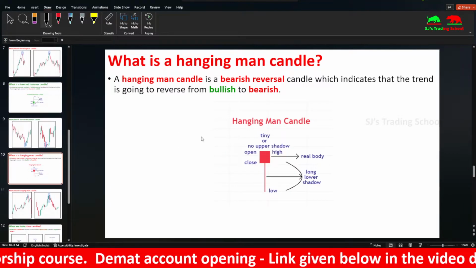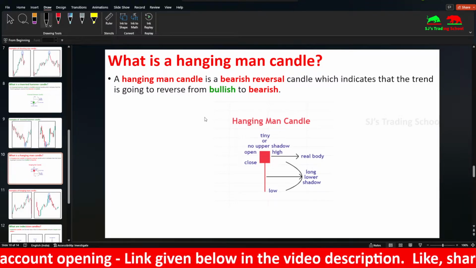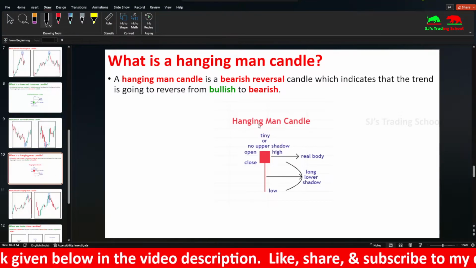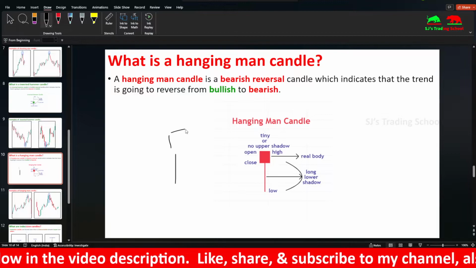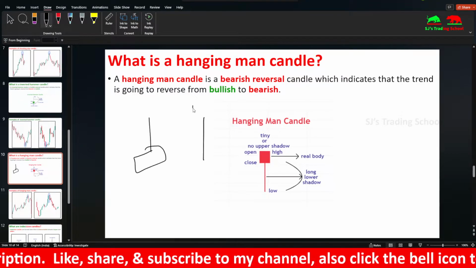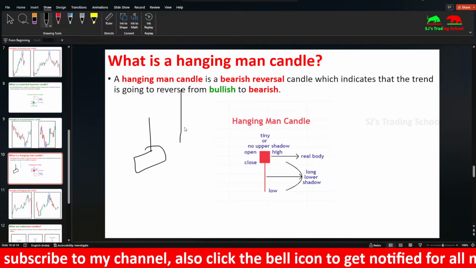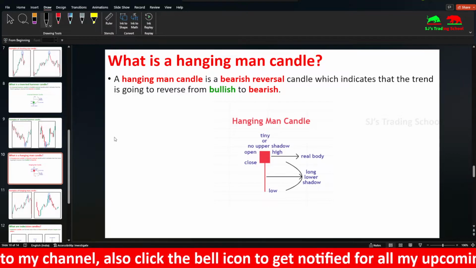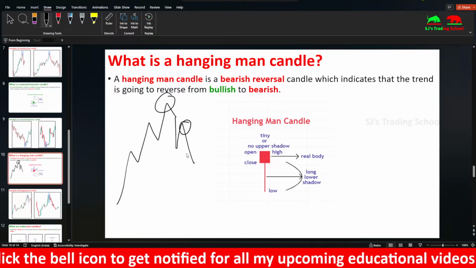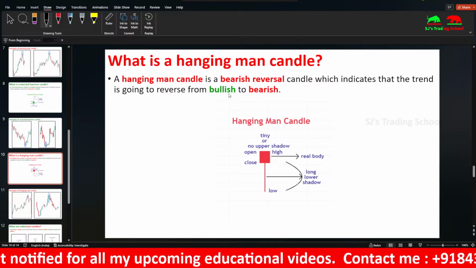The next candle is the hanging man candle. The hanging man is a bearish reversal candle which indicates that the trend is going to reverse from bullish to bearish. This is just the opposite of the inverted hammer. It happens in an uptrend. If you keep the shooting star in an inverted side, then it's the hanging man. So it happens here or here or here, like this. The previous trend should be an uptrend.